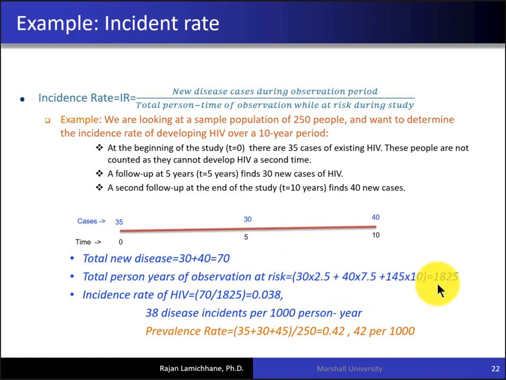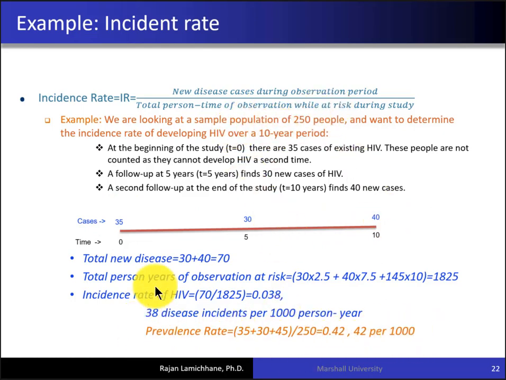Let's assume that we have a population of 250 and we followed them for 10 years. At first there were 35 individuals who already have HIV, and then after 5 years we diagnosed 30 more individuals, and after 10 years we diagnosed 40 more cases. If you want to calculate the prevalence rate, prevalence is just the overall rate. Okay, it is pretty easy. Just take the total number of cases, which is 35, 30, 40, add them and divide by the total number of population at risk, which is 250. So that is the prevalence rate.